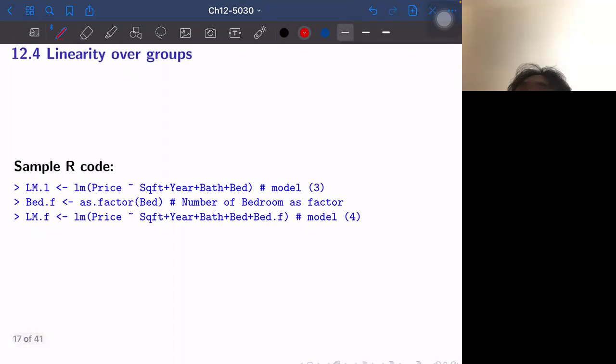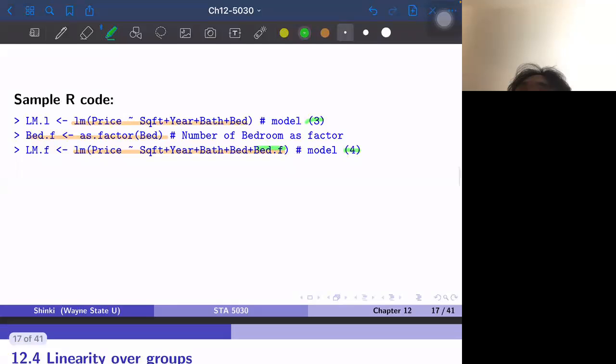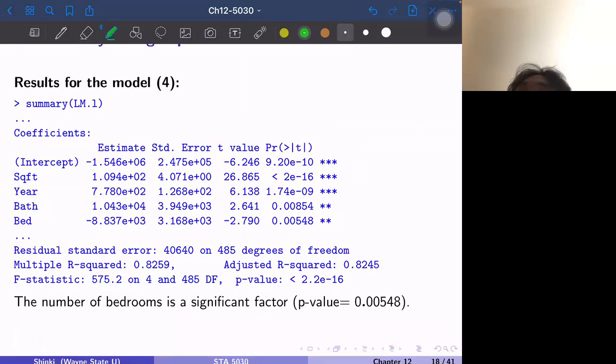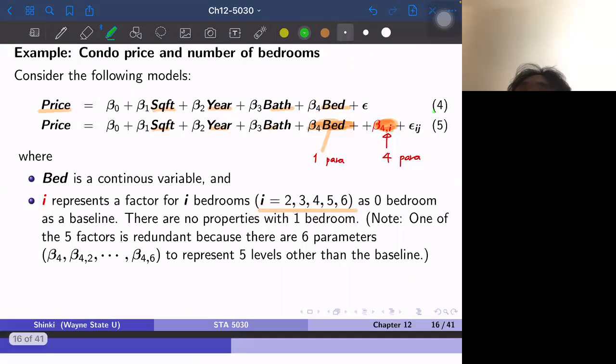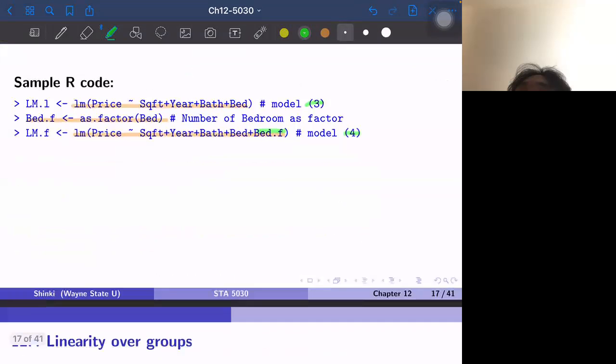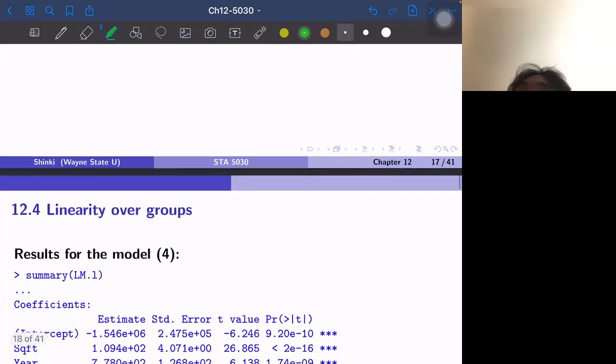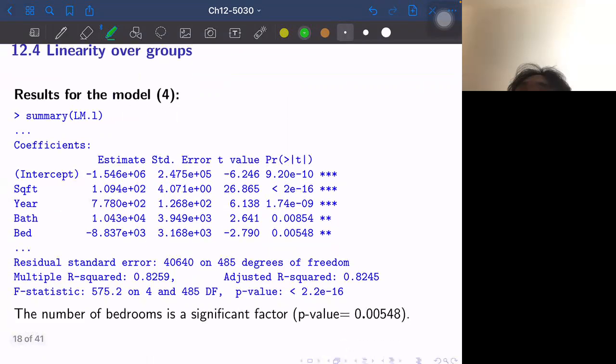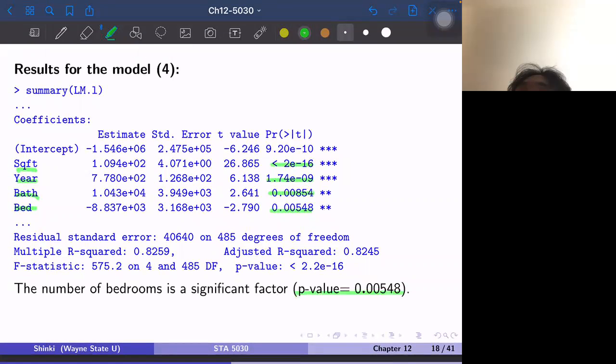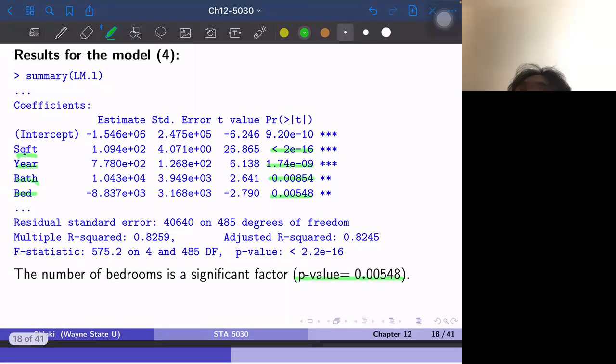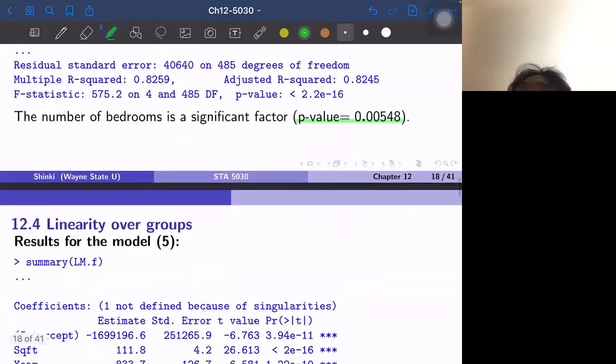Then this is the code. The price on these 4 variables, and then we also make the number of bedrooms a factor. Then we fit this, and we added bed.f, the factor. We compare this model 3 with 4. Maybe I should say this is 4 versus 5, some trouble with the names of the equations. At first we look at the result for equation 4. This is with continuous variables, and all are significant. The p-value for the number of bedrooms is 0.004548. So at least we should include the bedroom as a continuous variable. We should give at least 1 parameter for bed.